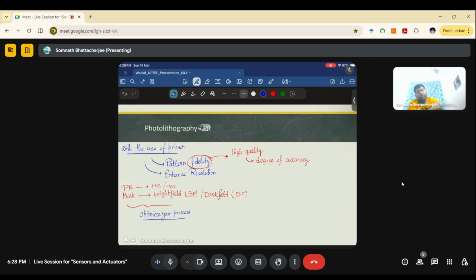So based on whether you are using a positive PR or a negative PR or a specific PR, you need to optimize your spin time, velocity, everything. Apart from that, you need to optimize your pre-bake heat and time. Similarly, post-bake heat and time. Everything needs to be optimized with respect to each of your chosen.